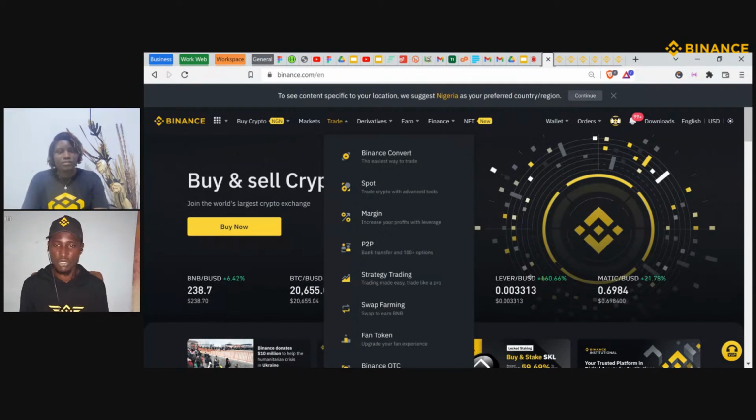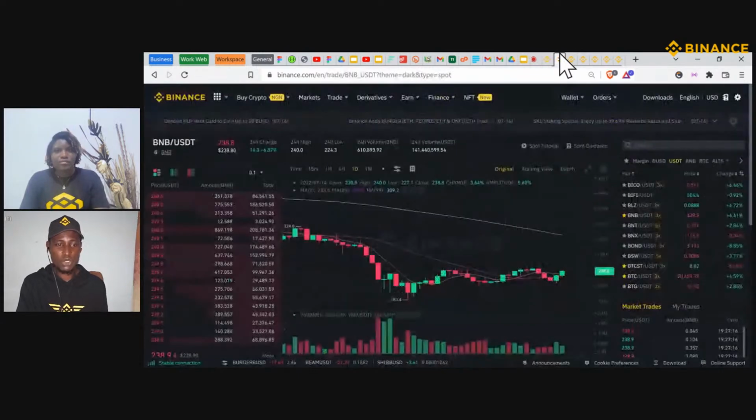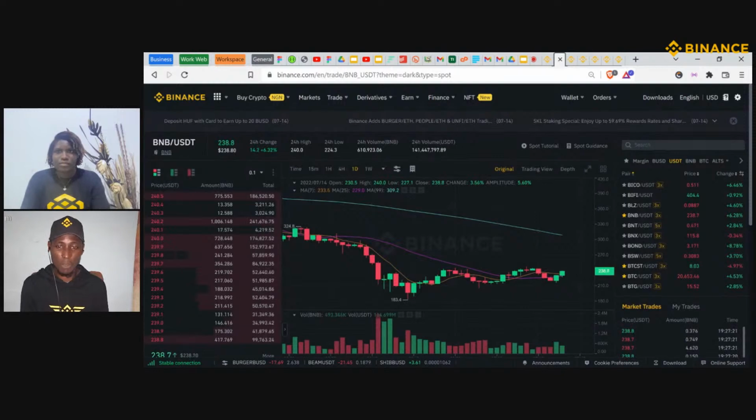So to access spot trading, all you have to do is go to the trade tab, trade by here, then go to spot from here. So when you tap on spot, it opens the spot trading window with a default trading pair, which is normally BTC/USDT. So now let me just take us through this whole window, this whole setup. Let's understand what each section means.